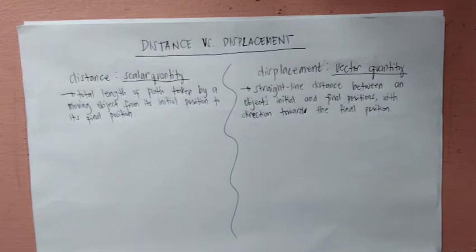We will start with distance versus displacement. What do you think is the difference between these two? We will start with their verbal definition. Distance is a scalar quantity, while displacement is a vector quantity. By definition, distance is the total length of path taken by a moving object from its initial position to its final position, while displacement is the straight line distance between an object's initial and final positions, with direction toward the final position.